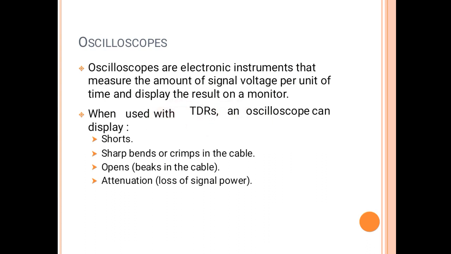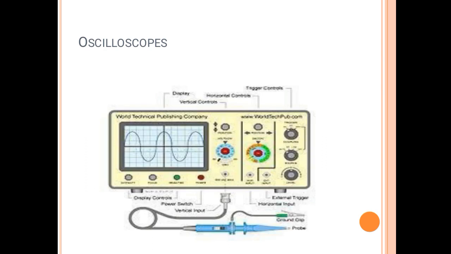So when used with TDR, an oscilloscope can display shorts, sharp bends or crimps in the cable, opens, which means breaks in the cable, and attenuation, loss of signal power. And this figure is about our oscilloscope.